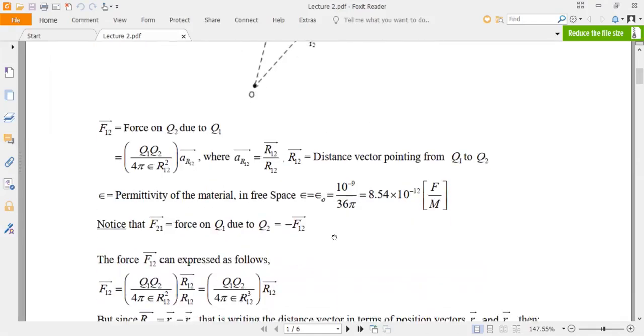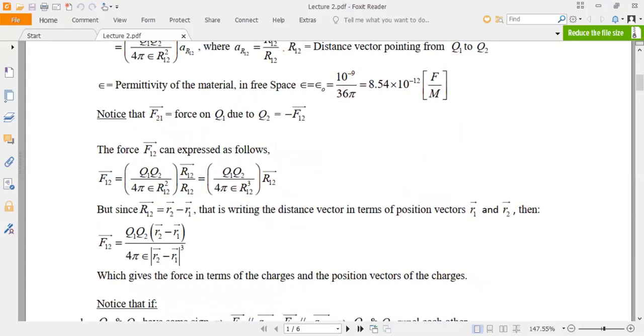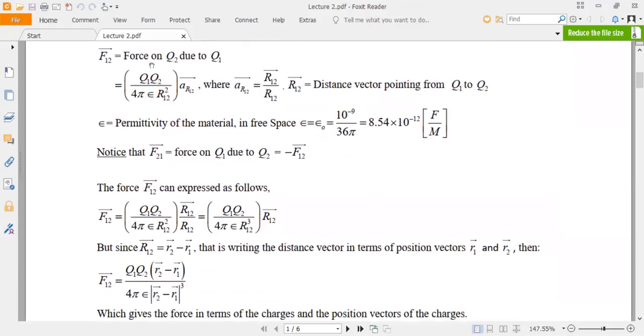Okay. So now what I am doing is simplifying this force expression. This was the force expression, and now I'm simplifying it. I'm replacing this unit vector with this one, which is here. Therefore, I'm getting the force as Q1 Q2 over 4 pi epsilon, R12 cubed, times the distance vector R12.